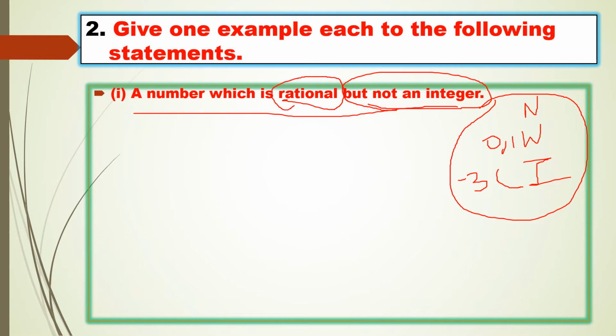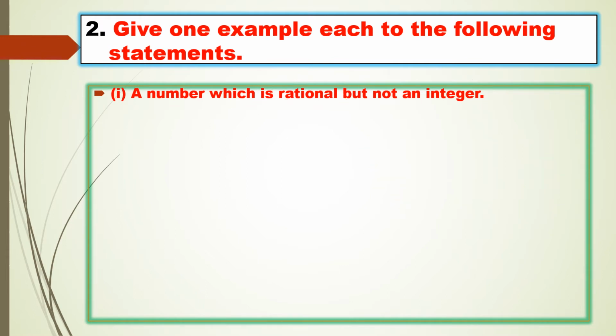What are the rational numbers which are not there in integers? They are P by Q form numbers which are in decimal form. So the P by Q form number which is not an integer is 7 by 6. So I can tell like this, suppose I gave 6 by 2. Is it a rational number? Can I give this as an example here, a number which is rational but not an integer?